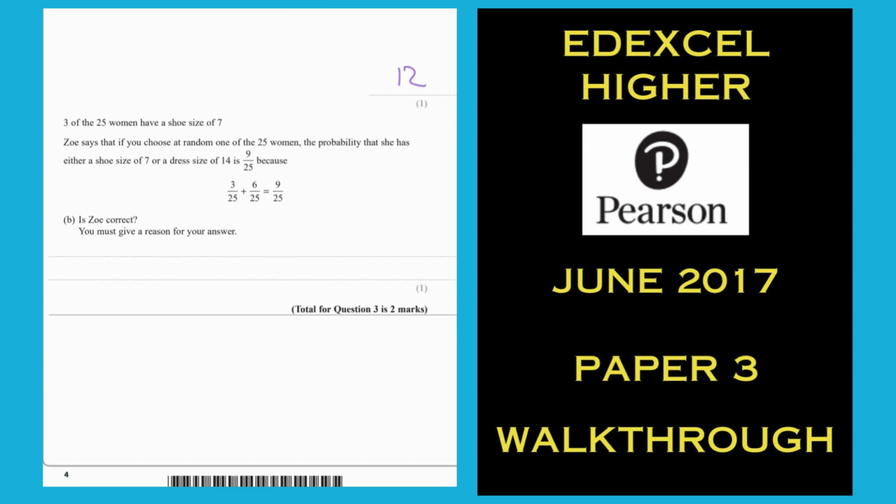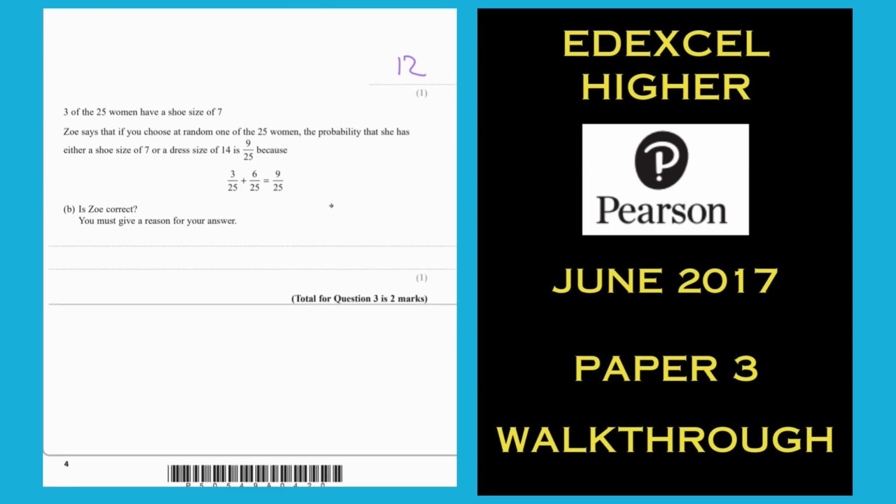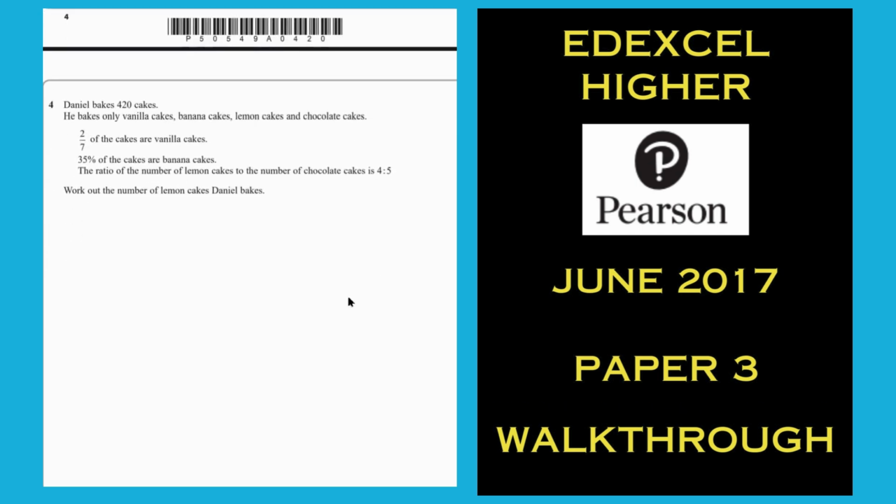Then you've got all this lot of waffle, usual 2 lines for a usual easy 1 mark. Don't overcomplicate. Is Zoe correct? No. All right, because obviously it is possible for a woman to have a shoe size of 7 and a dress size of 14. So any words to the effect that someone could be in both categories, or even if you want to be posh, they're not mutually exclusive. Any words to that effect gets that easy mark.